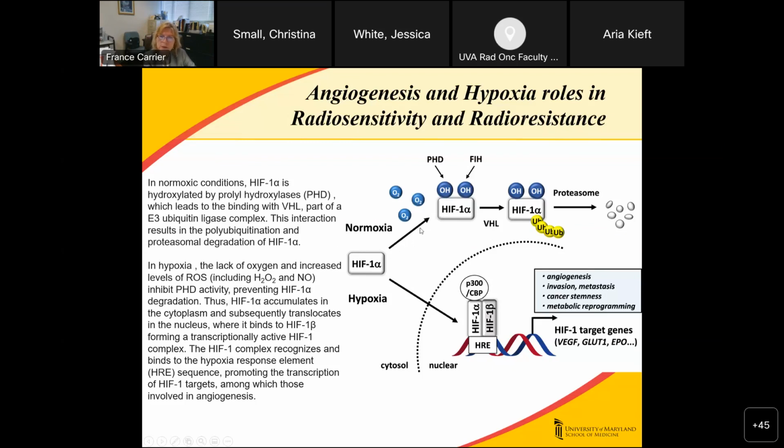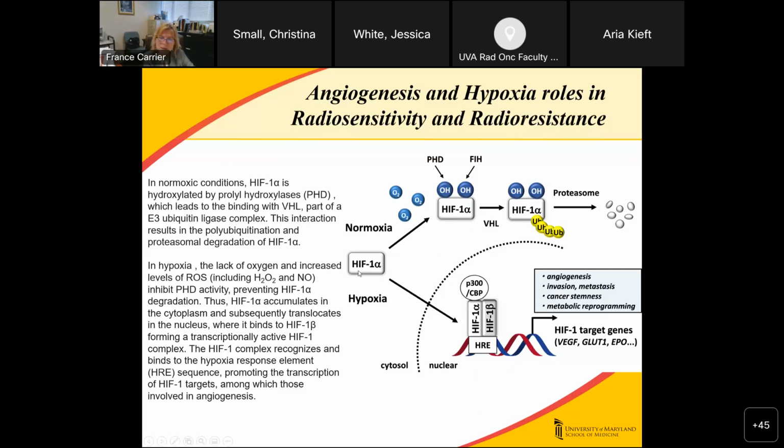Under hypoxic conditions, when there's no oxygen, HIF1 can translocate into the nucleus and partner with another protein, HIF1 beta, and together they recognize the hypoxia responsive element on the promoters of several genes and increase the transcription and translation of those proteins. One of those is VEGF, which is the endogenous growth factor for blood vessels.